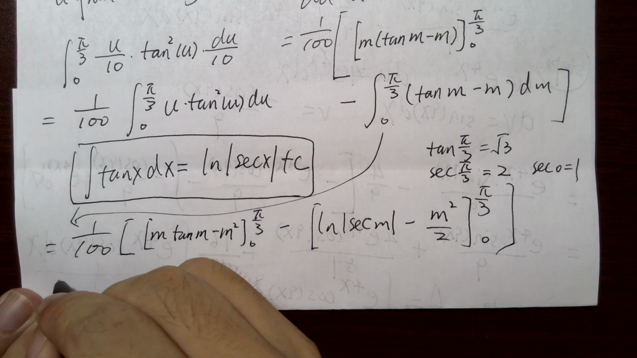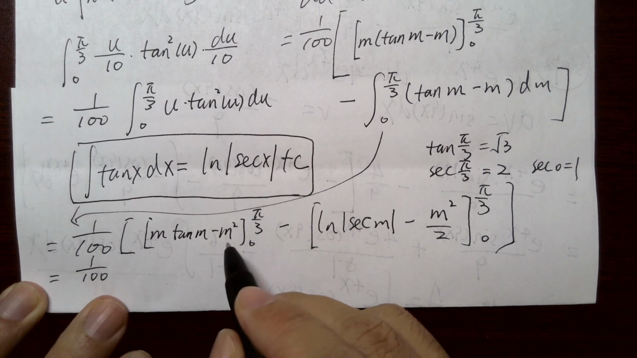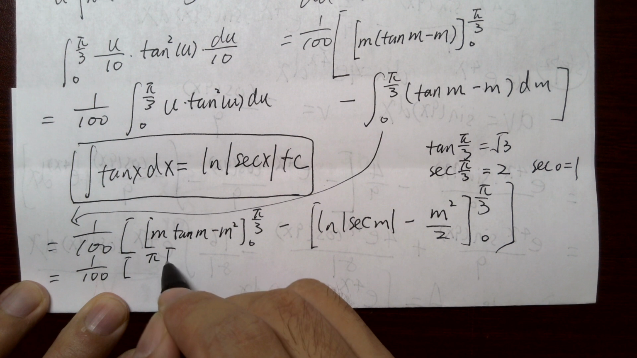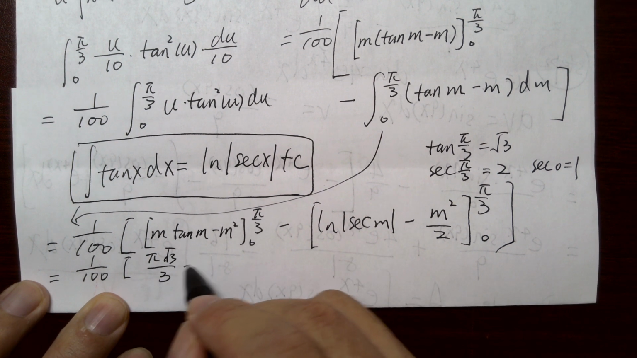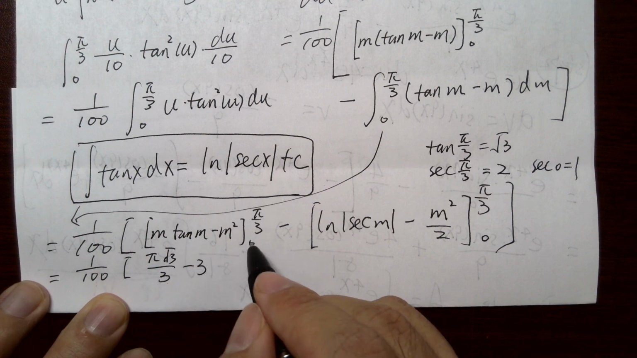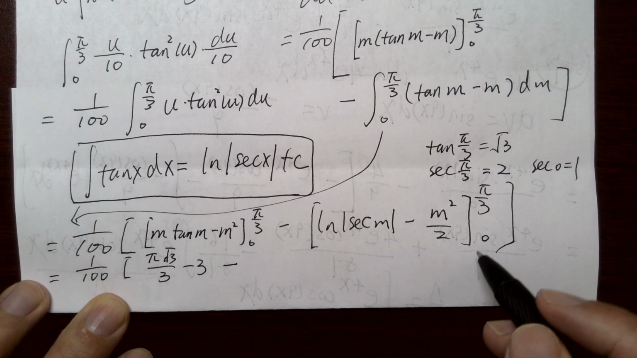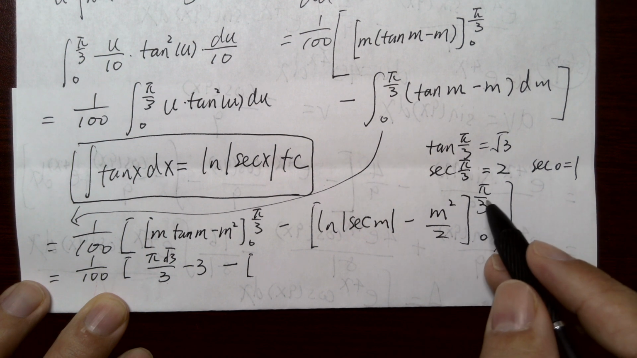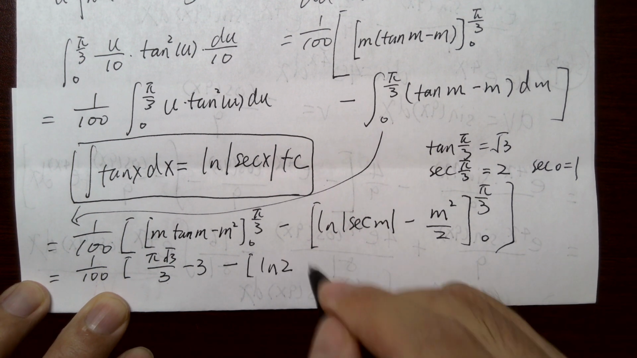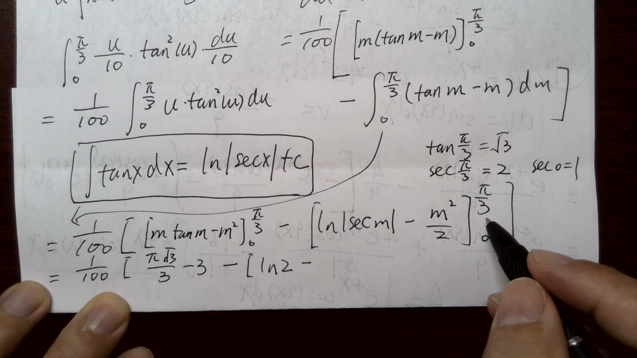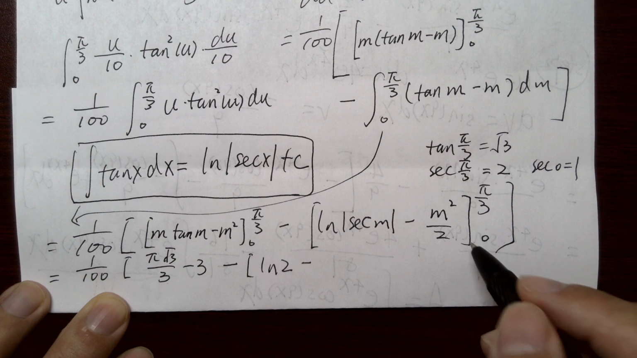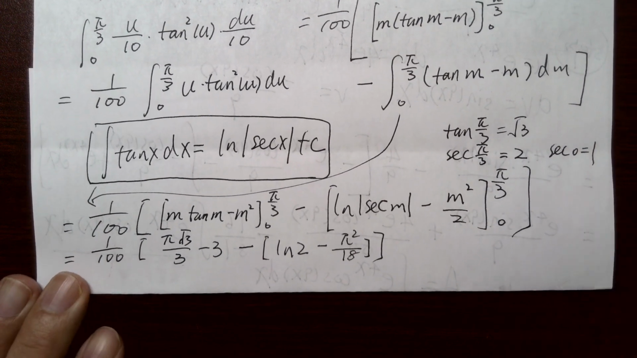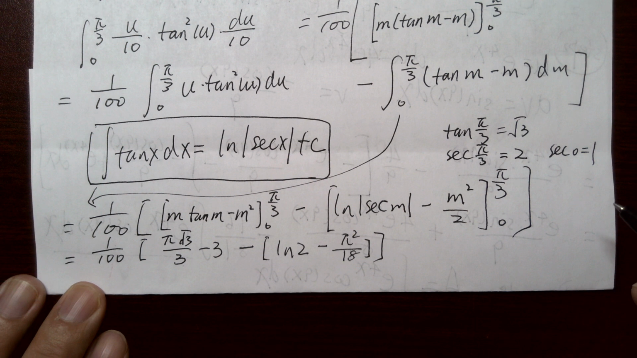So if we put all these pieces together, it becomes 1 over 100 times pi square root of 3 over 3 minus 3, right? So right here, 0 is all 0. And then minus, here is 0, here is also 0. So it's just evaluated at pi over 3. So it's ln 2 minus pi square over 9 and then over 2. So it's pi square over 18, right, over 18. And that's the answer for this.